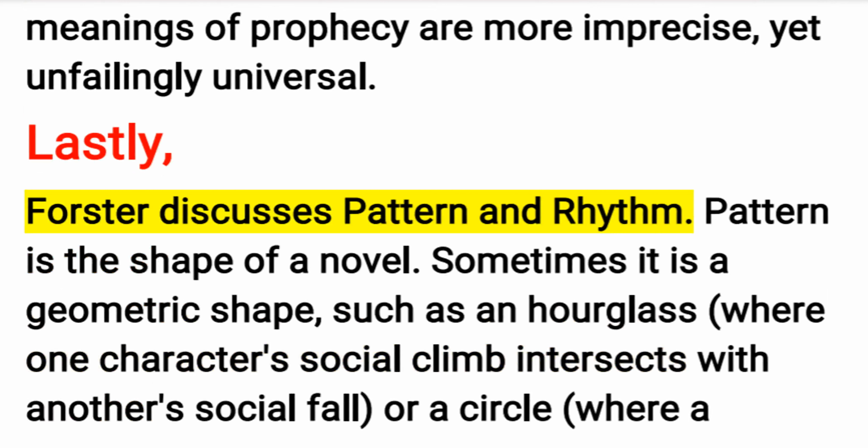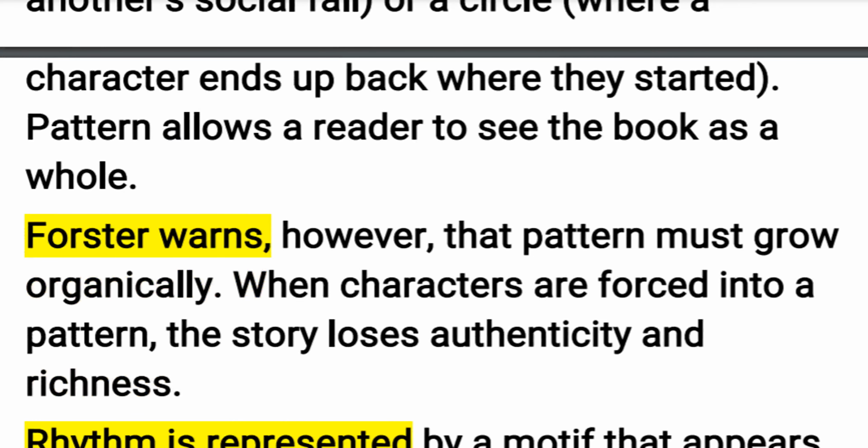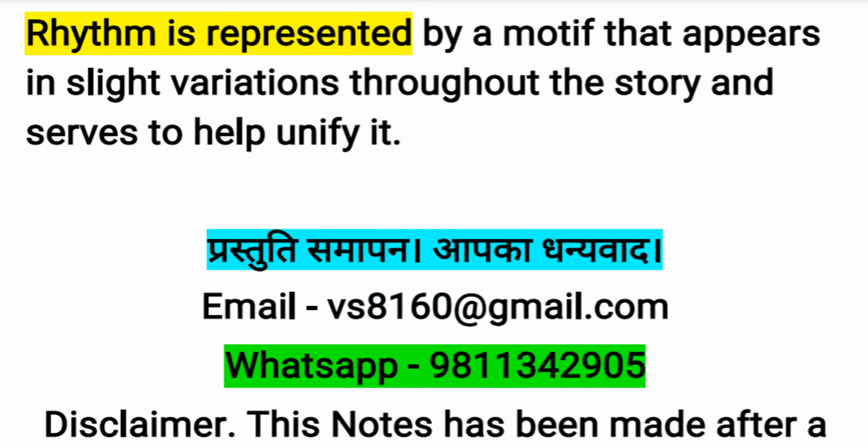Lastly, Forster discusses pattern and rhythm. Pattern is the shape of a novel. Sometimes it is a geometric shape, such as an hourglass where one character's social climb intersects with another's social fall, or a circle where a character ends up back where they started. Pattern allows a reader to see the book as a whole. Forster warns, however, that pattern must grow organically. When characters are forced into a pattern, the story loses authenticity and richness. Rhythm is represented by a motif that appears in slight variations throughout the story and serves to help unify it.